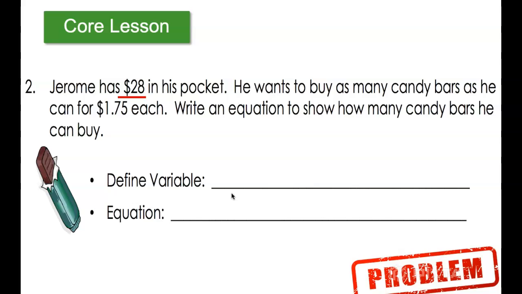And then because this is the entire money of Jerome and he wants to buy candy bars, and he knows that each candy bar costs $1.75.